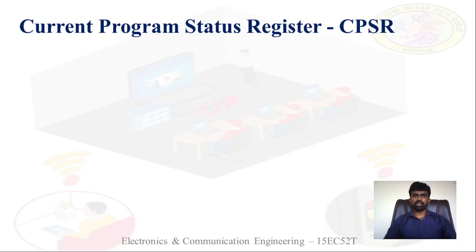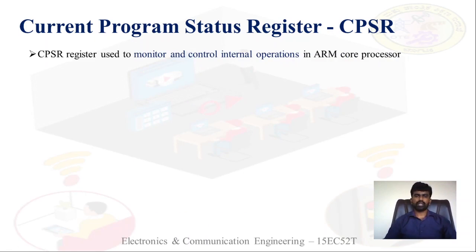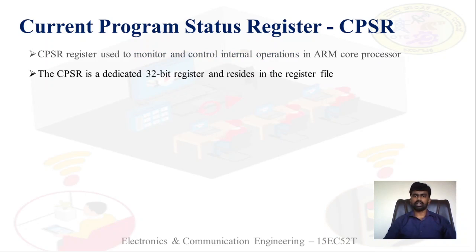Okay, current program status register, generally called CPSR. By using this CPSR, we can monitor and control the internal operation of the ARM core processor. So it's a very important register in the ARM processor. This CPSR is present in the register bank, that means in the register file. It is a 32-bit register. It holds signed or unsigned 32-bit values.